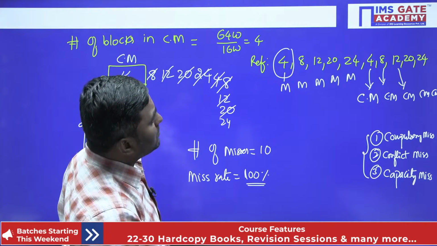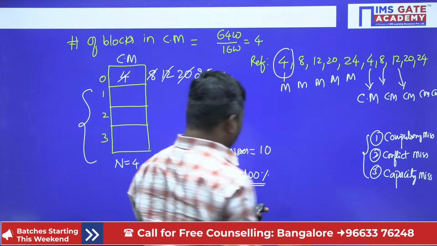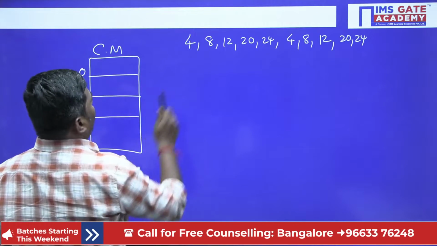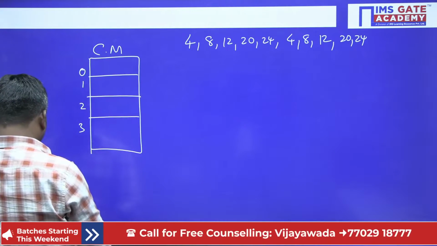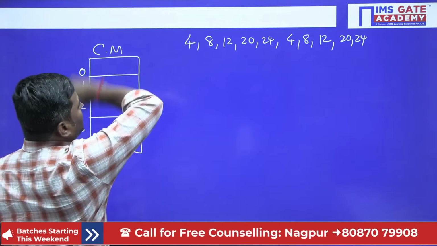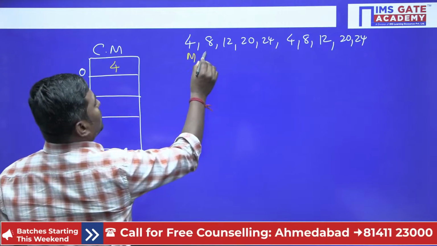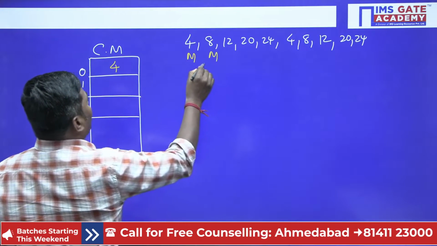The references are 4, 8, 12, 4, 8, 12, 20, 24, 4, 8, 12, 20, 24, ten in total. Now see the first reference. What is the first reference? 4. The cache is empty, so this is a miss and I will place it here. The next reference goes for 8. This is also a miss, so I place it here.